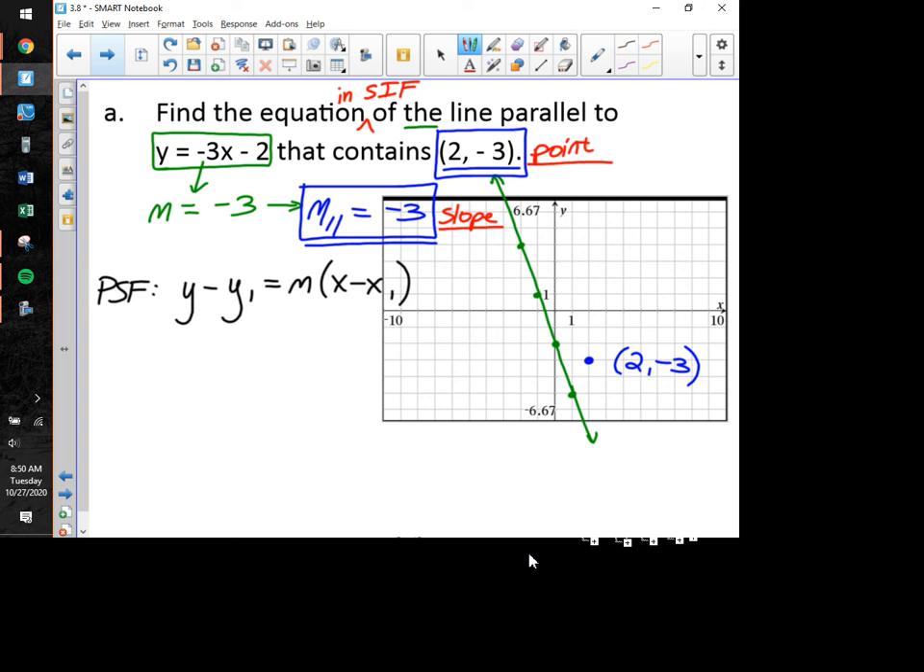So now let's fill in what we know. y minus the y coordinate of our point, right there, which is -3. Minus -3 becomes a +3. Equals, our slope is -3, and in parentheses, it's x minus the x coordinate of our point, which is 2. So there's your equation in point-slope form.